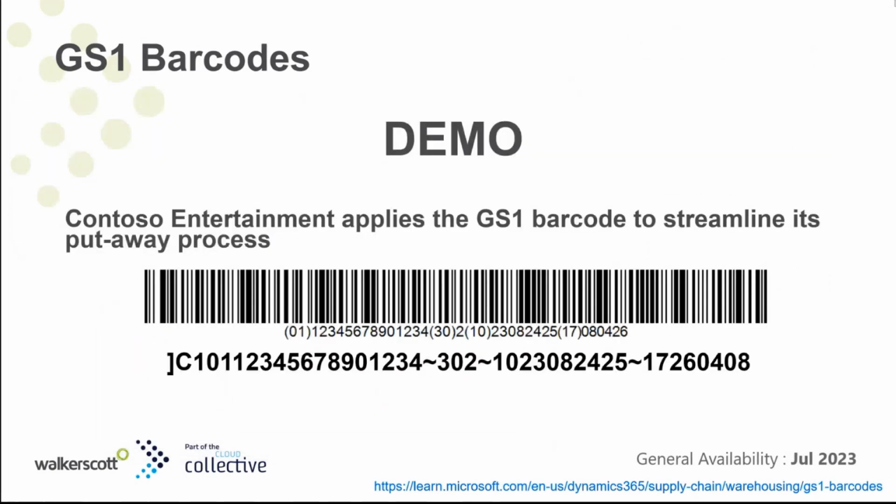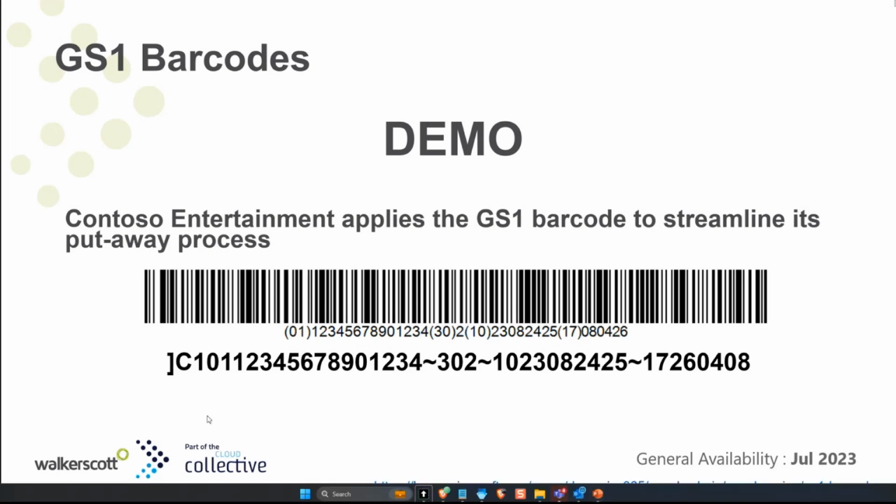Again, let's explore a straightforward illustration involving Contoso Entertainment, which uses GS1 barcode to perform the put away process. So I'll be utilizing the barcode scanner. I'll use that string that you can see at the bottom of the page to mimic the barcode. So let's jump into the warehouse app.